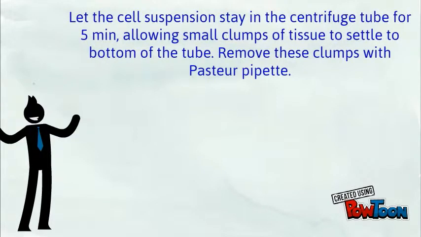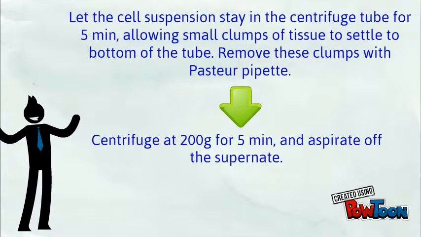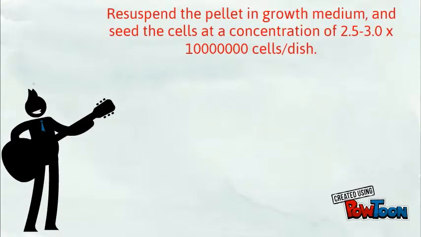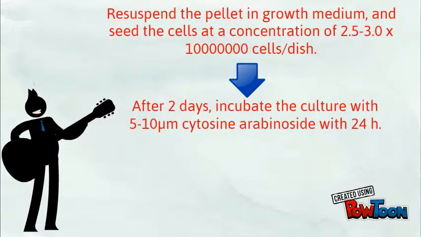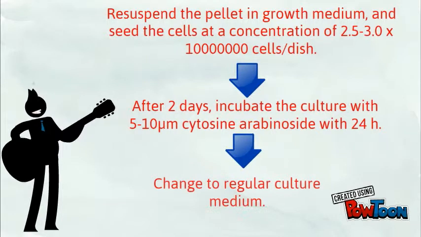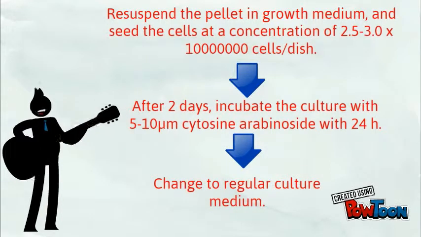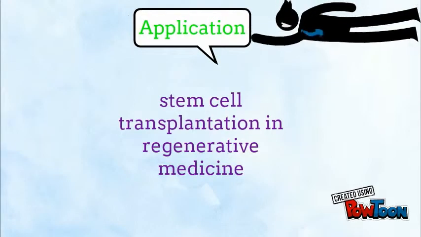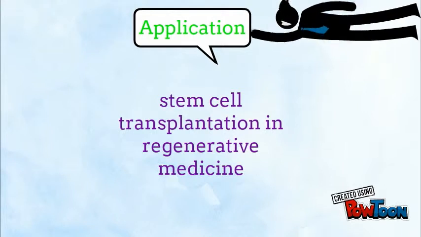Allow the small clumps of the tissue to settle down, then remove it. After that, centrifuge and aspirate off the supernatant. Next step, suspend pellet in the growth medium and seed the cells. After 2 days, incubate the culture with cytosine arabinoside, and lastly, change to regular culture medium. Application: stem cell transplantation in regenerative medicine.